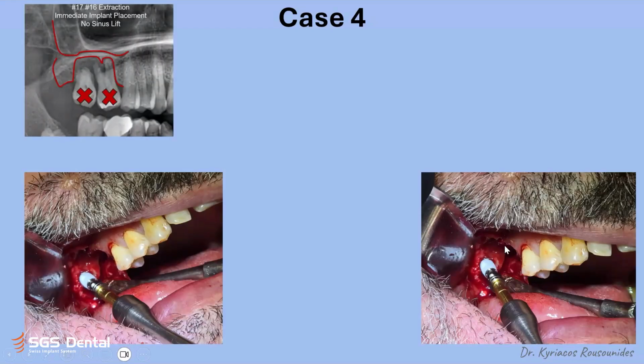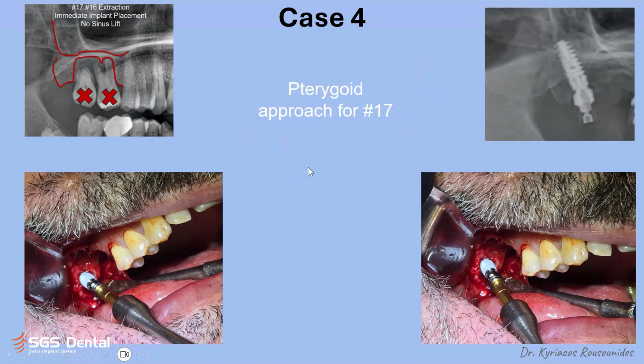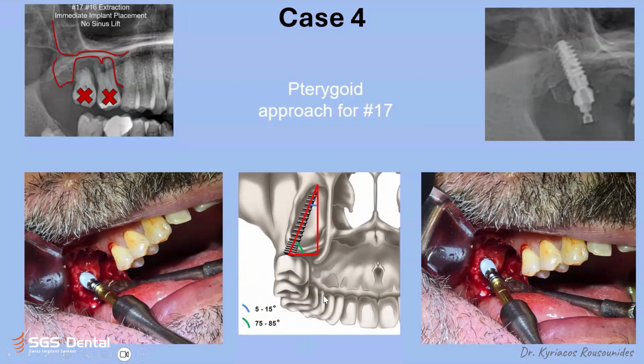Then the defect is still there. You can see the bone loss in this area after the extractions and after cleaning the infection in that area. And you can see here the pterygoid approach. We try to place the number 17 with an angulation like this to attach the pterygoid plate, the edge cortical plate, with this angulation.